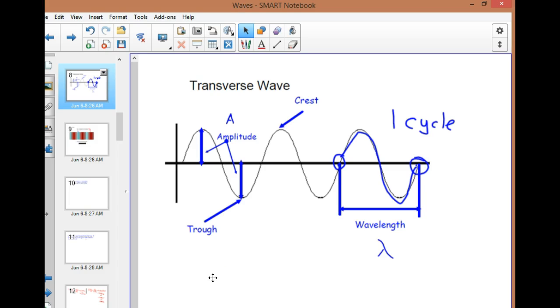Alright, so transverse wave. Transverse means across. So you can have a standing wave like this. Or remember, if you have something that's going back and forth and oscillating, like a pendulum, we would just take this wave and put it down horizontally, and you would be able to see that wave on a piece of paper.